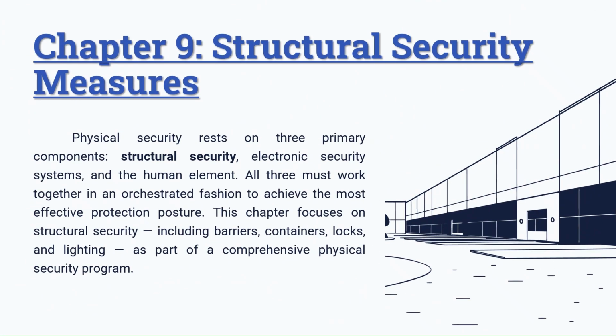In physical security, three major components work together: structural security, electronic systems, and the human element. This chapter focuses on structural security, the first and most permanent layer of defense. We will explore how buildings, barriers, containers, locks, and even lighting contribute to protection. These are not just passive elements, they're strategically designed to delay intrusion and buy critical response time. Remember, a well-designed structure can often prevent an incident before it even begins.